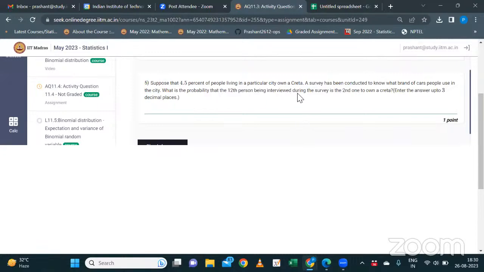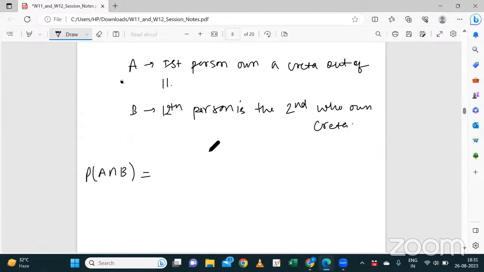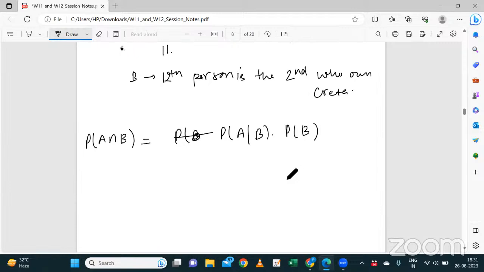The question asks for the probability that the 12th person interviewed is the second one. If the 12th is the second one, that means the first will be out of the 11. Tell me one more thing: how can I write this probability of A and B? Can I write it as the probability of A given B into the probability of B, or not? That is nothing but the multiplication rule, a formula I'm going to tell you.